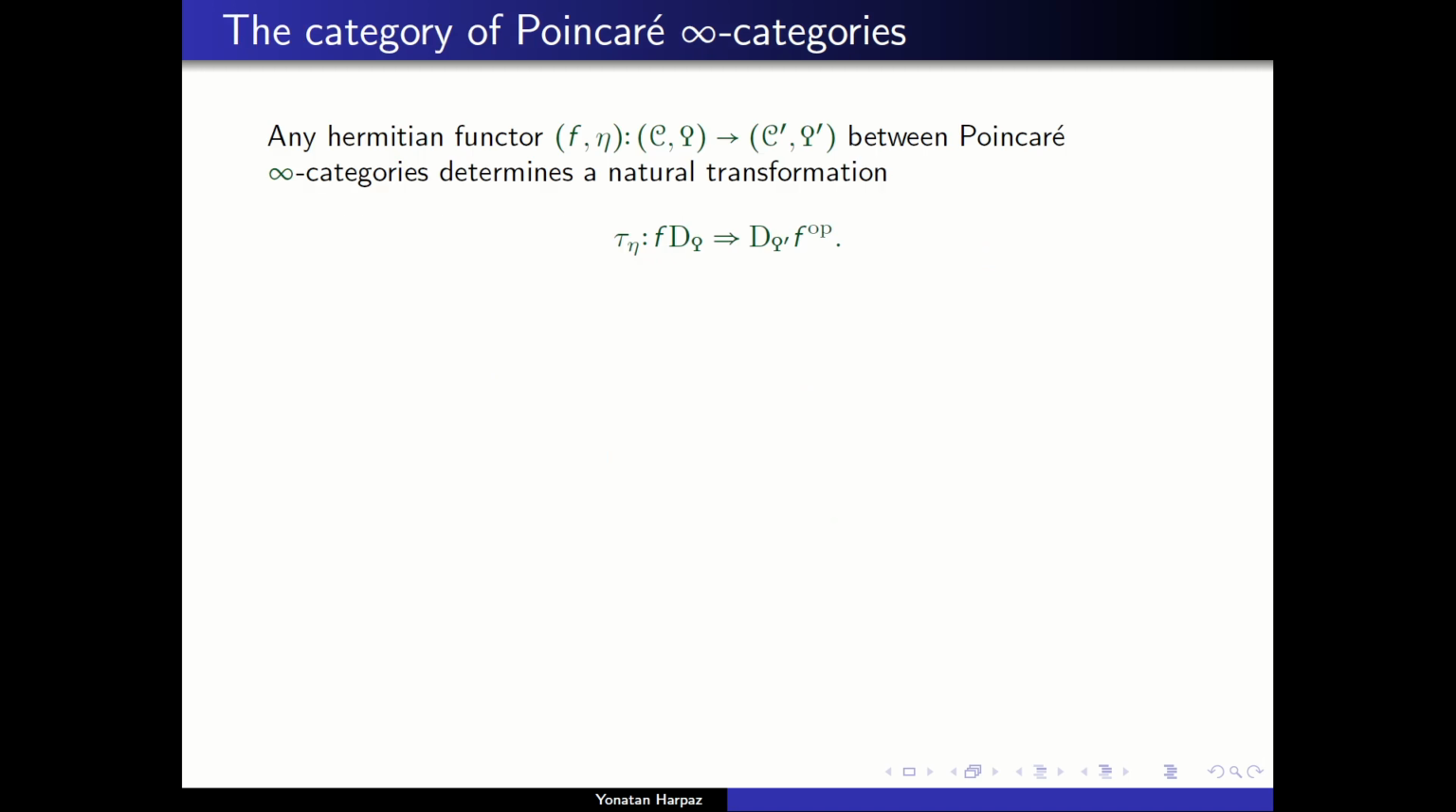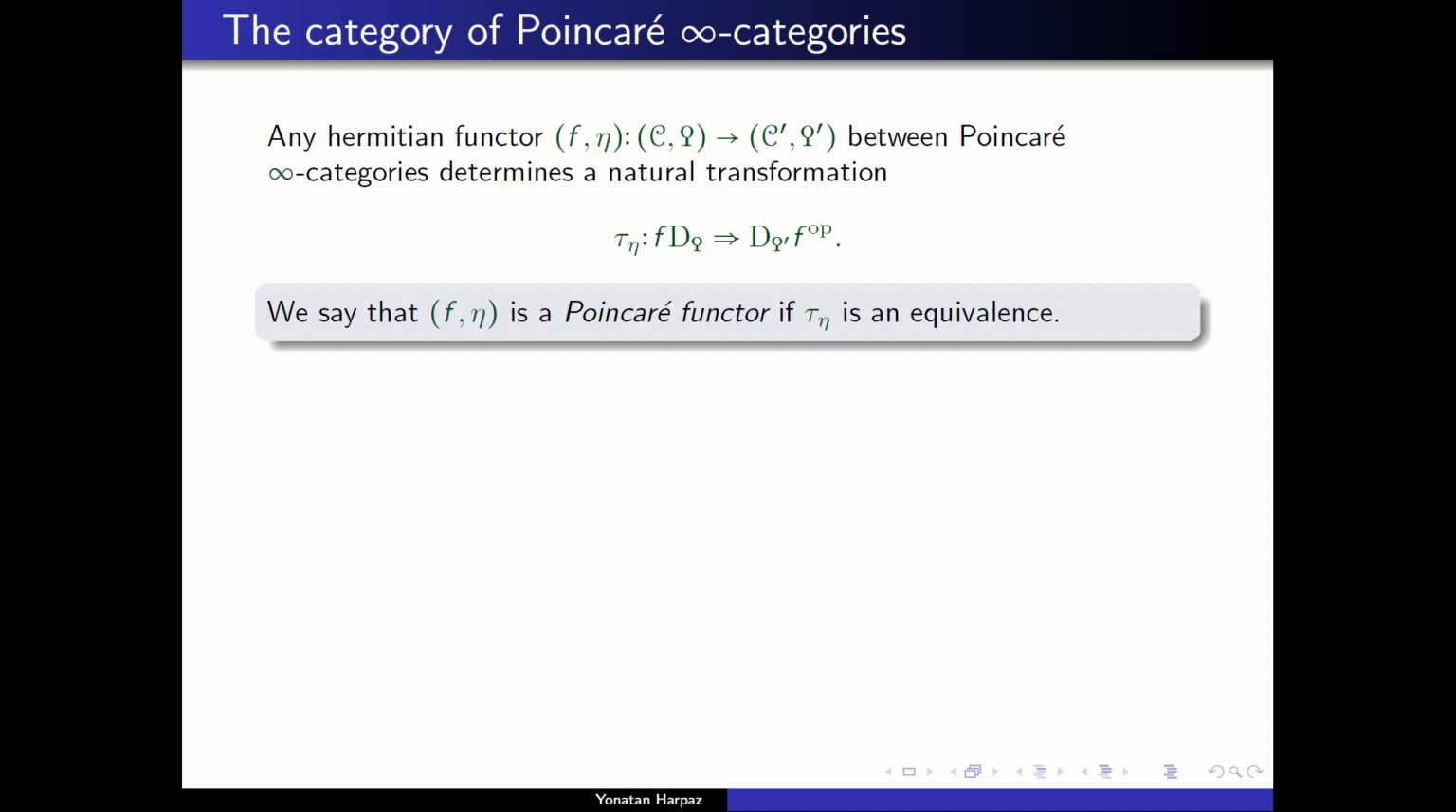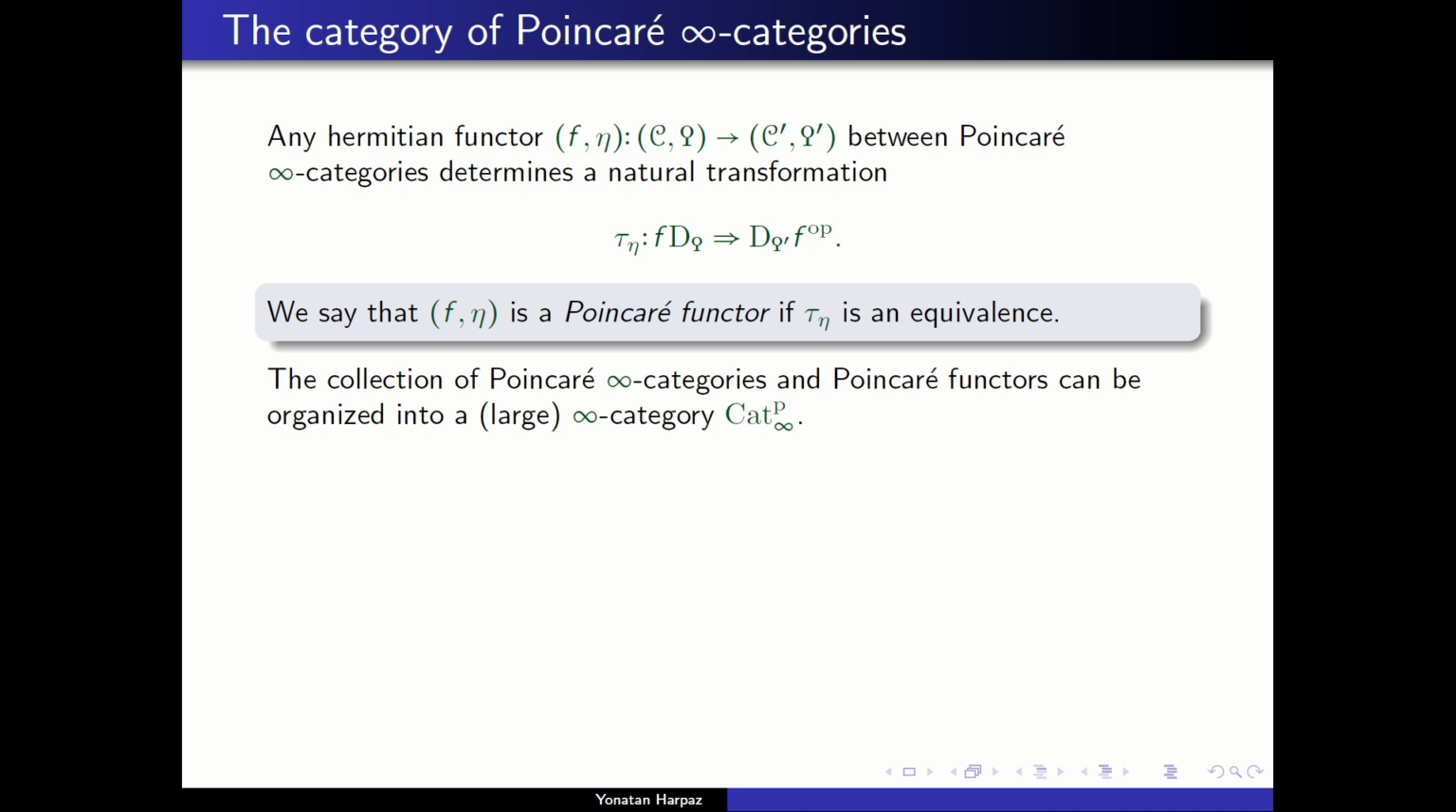Any Hermitian functor (f, η) between Poincaré infinity categories (C, κ) and (C', κ') determines a natural transformation τ_η from f D_κ to D_κ' f^op. We say that (f, η) is a Poincaré functor if τ_η is an equivalence. This can also be formulated by saying that a Hermitian functor between Poincaré infinity categories is Poincaré if it is compatible with the dualities on both sides. The collection of Poincaré infinity categories and Poincaré functors between them can be organized into an infinity category, Cat^p.